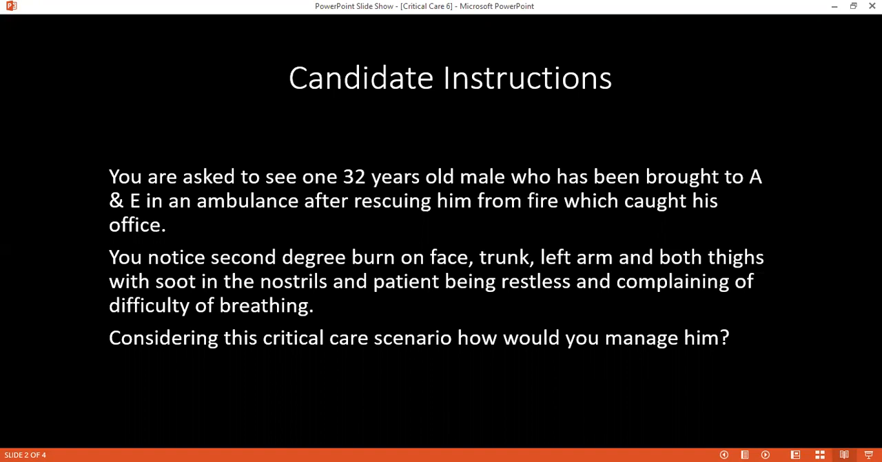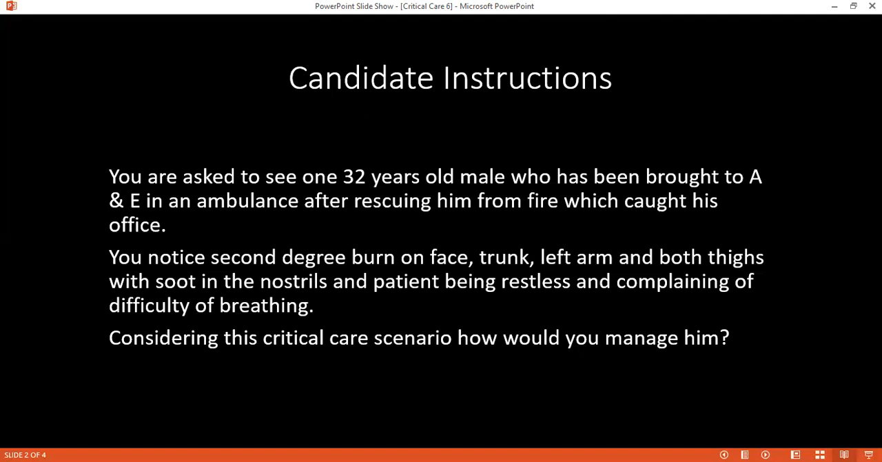Right. So if you have read and understood, considering this critical care scenario, kindly tell me, how would you manage this patient? I will manage the patient according to ATLS protocol. I will first check the airway, as there is soot in the nostrils of the patient, and there may be airway burn. In that case, I will check the airway patency, and simultaneously I will go for resuscitation.